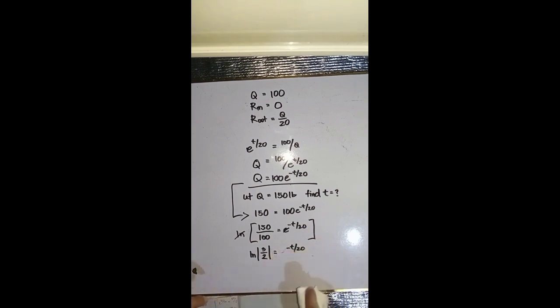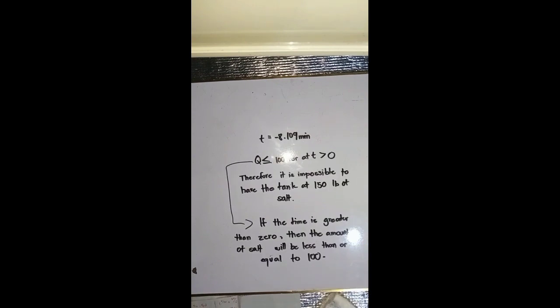Sorry, I missed it. The e is already cancelled, so the remaining value will be ln of 3 halves equals negative t over 20. So we'll rearrange the equation: 20 ln 3 halves equals negative t. So the value of t is equal to negative 8.109 minutes. Now that we got the value of t, we can conclude that it is impossible to have the tank at 150 pounds of salt.